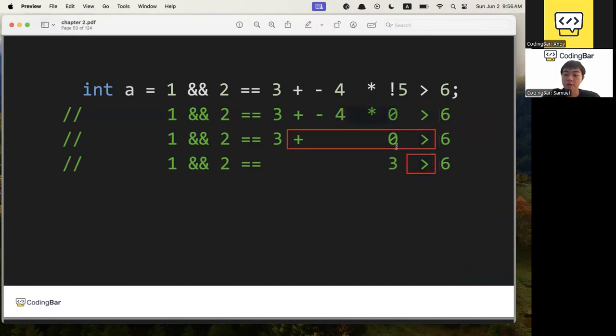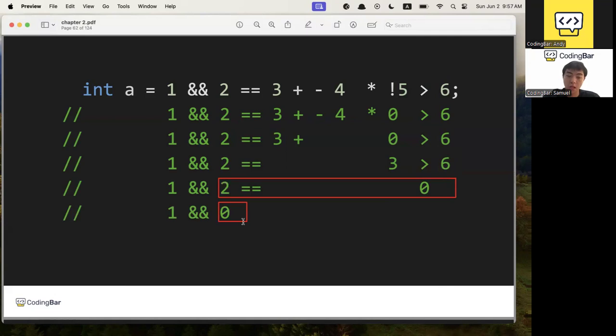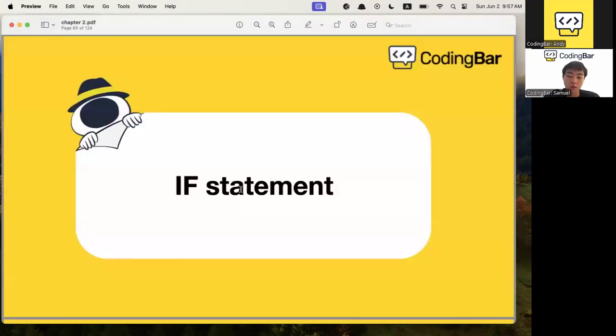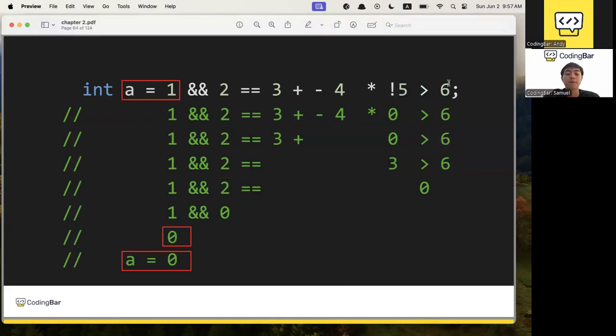So you do the times first, it will be 0. And then plus takes precedence over greater than. So we do the plus first, it will be 3. And then this greater than operator takes precedence over equal. So we calculate this first. Plus, so on and so forth. We get to our answer. But this is bad code actually, because it's not readable at all. And yeah, we shouldn't write code like this.